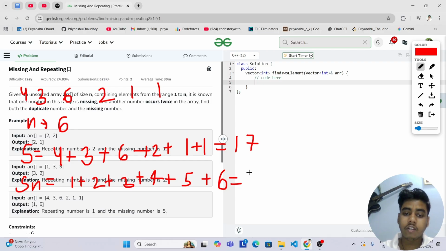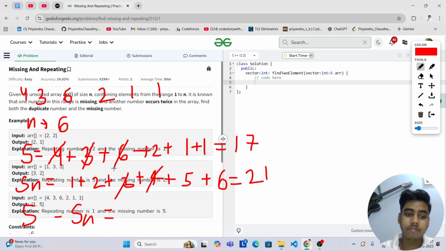So this I have calculated already. This is coming 21. And if I subtract both S minus Sn, we can see 4 will be subtracted with 4 here, 3 will cut 3, 6 will subtract this 6, 2 with this 2, 1 with this 1, and we are left with only this 1 and this 5 here. What are these? These are just our answers.